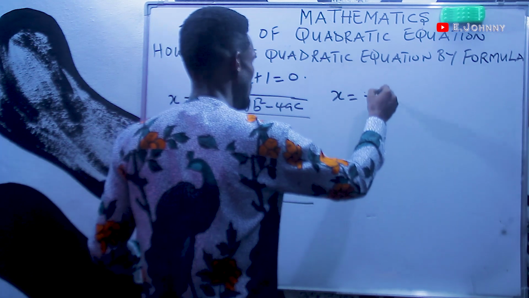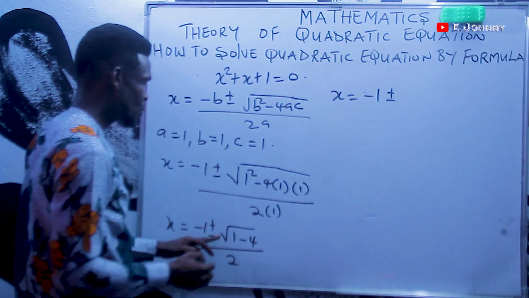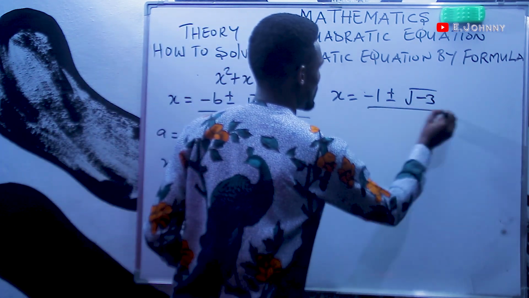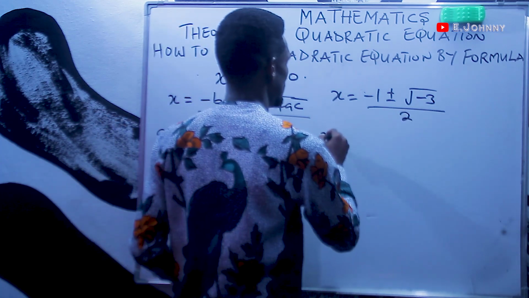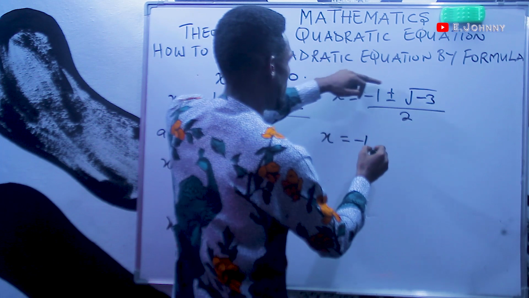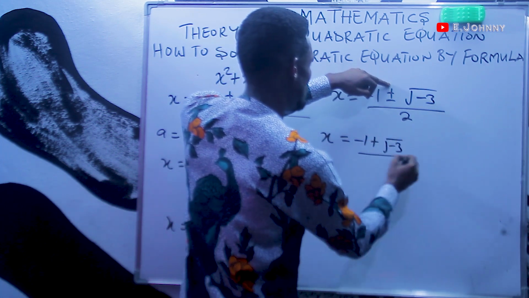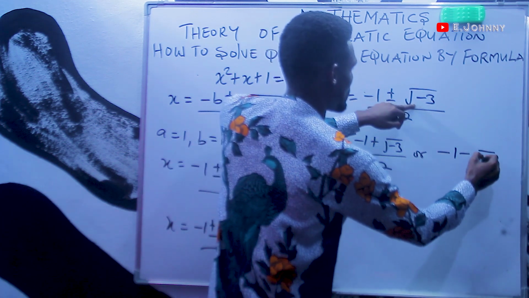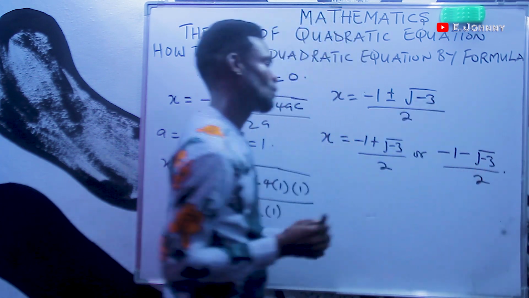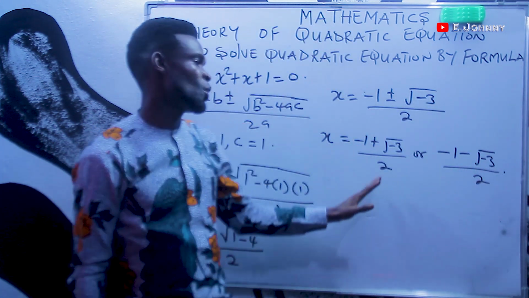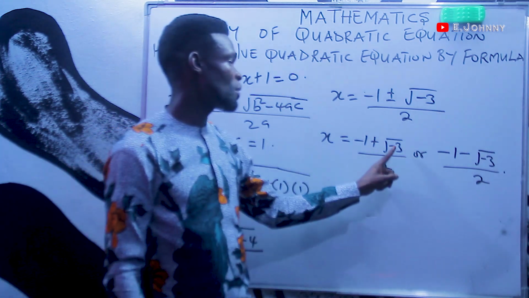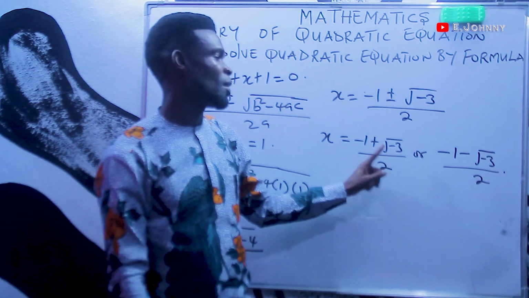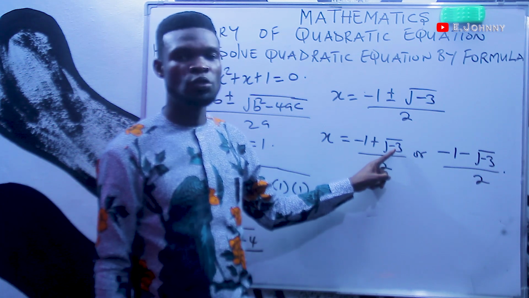So x is equal to minus 1 plus or minus square root of 1 minus 4, which is minus 3, all over 2. So x is equal to minus 1 plus root minus 3 over 2, or minus 1 minus root minus 3 over 2. These are the roots of the equation. At this point, you cannot simplify further. Why? Because the square root here carries a negative number, and in mathematics, the square root of a negative number does not exist.